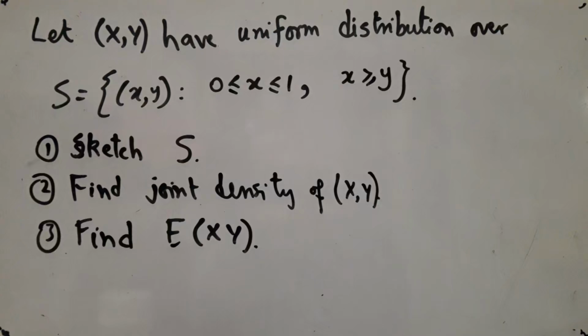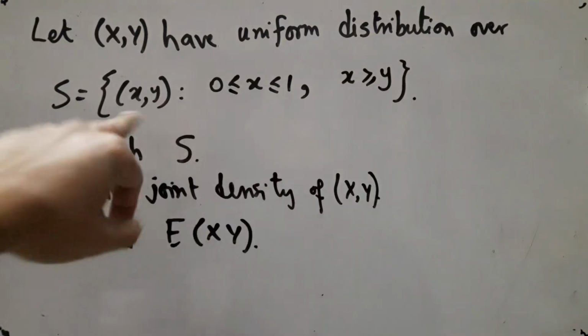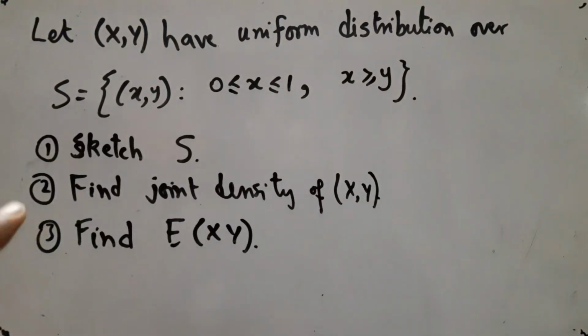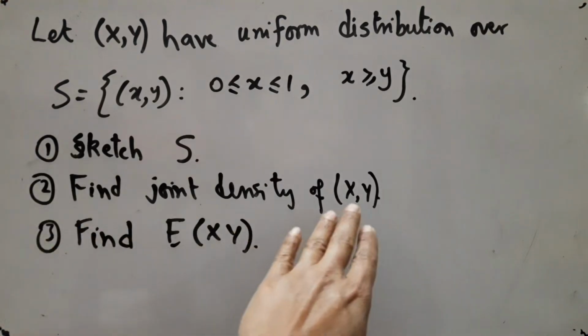In this problem, we are starting with x and y, which is uniformly distributed over this set S, which is a subset of R2. Your main problem is to find the expected value of xy, and these two are basically hints of how to proceed. You should first sketch this set by shading it as a subset of R2. Then you have to find the joint density of x and y.